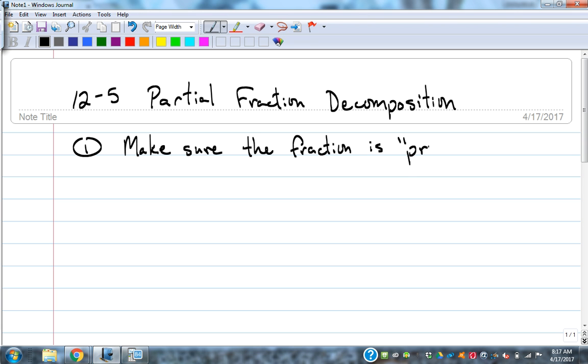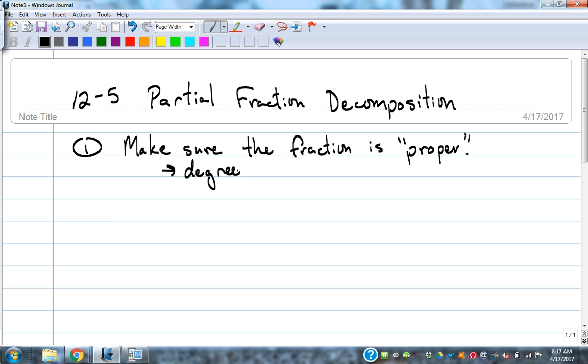What's it mean to be a proper fraction? Small. Yeah, the top is smaller than the bottom, like degree-wise, because this is going to be polynomial fractions. So make sure that the degree of the numerator is smaller than the degree of the denominator. If it's not, then you're going to use long division to break it down some. Okay, so make sure it's proper.